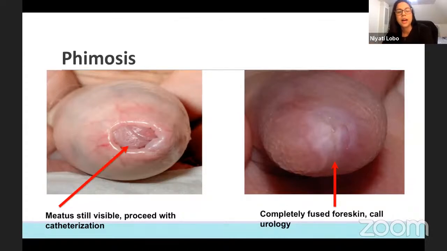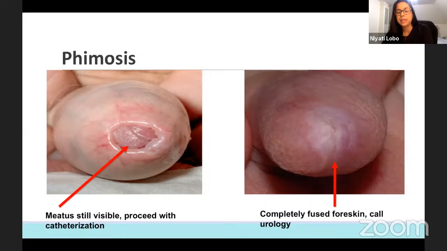The other reason, as I mentioned earlier, is a hypospadias. A hypospadias is when the urethral meatus is not where you expect to see it. So instead of at the tip of the glans in the middle, you can get it all the way down the shaft, all the way to the penoscrotal perineum. But those are really, really rare.